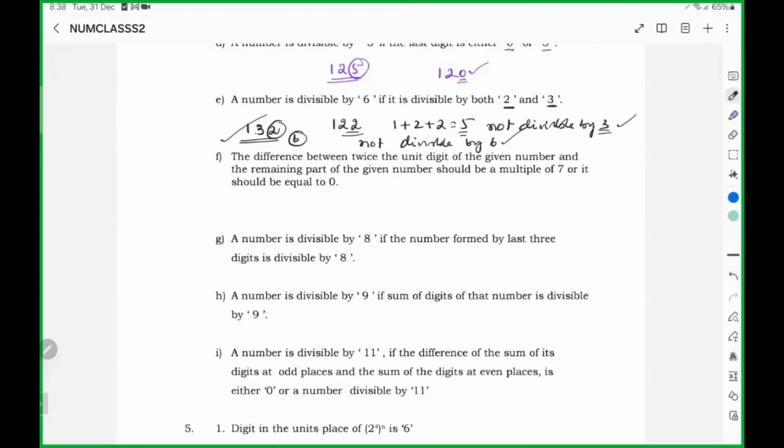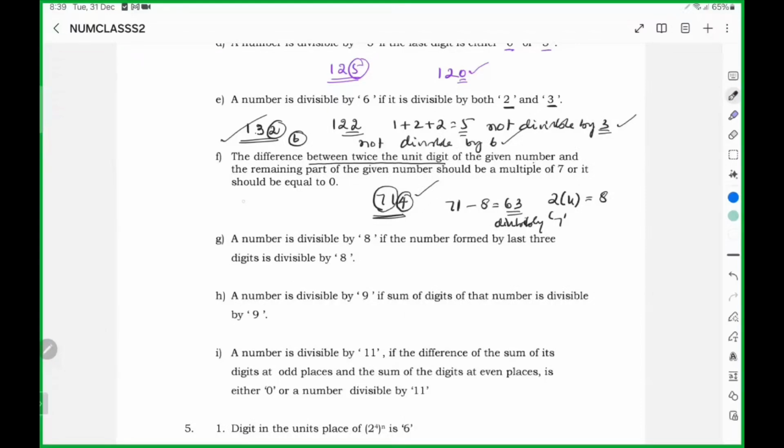Now divisibility by 7. Suppose you take the number 714. You know that it is divisible by 7. But the procedure here is: take the difference between twice the unit digit, which is 4 here, that is 8, and the remaining part of the given number. The remaining part is 71, minus 8 gives 63. So it's divisible by 7. Hence we say it is divisible by 7.